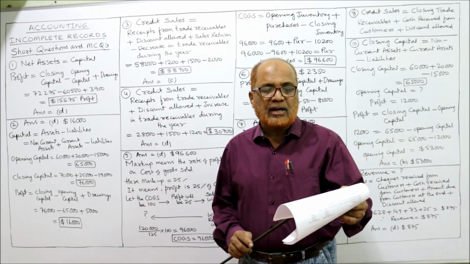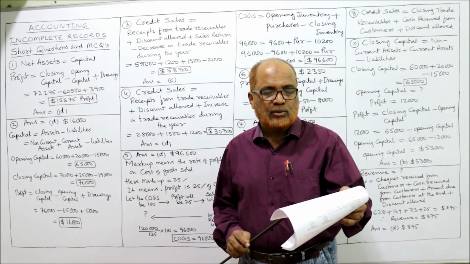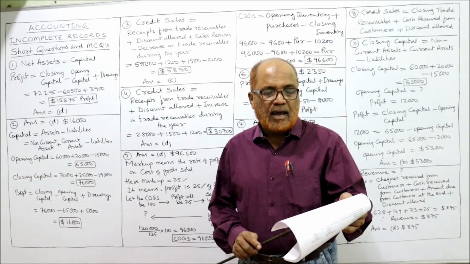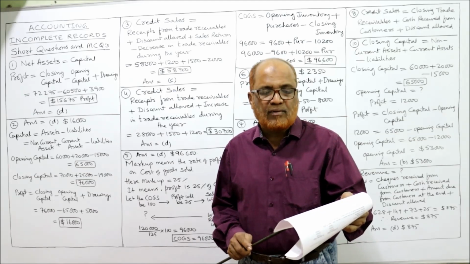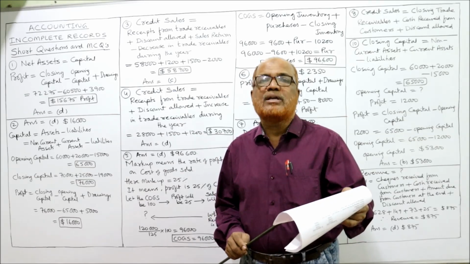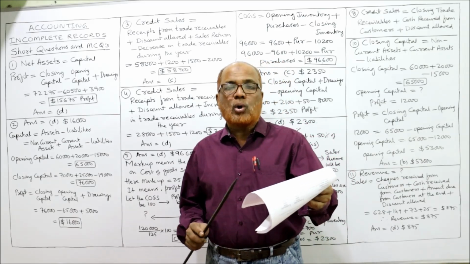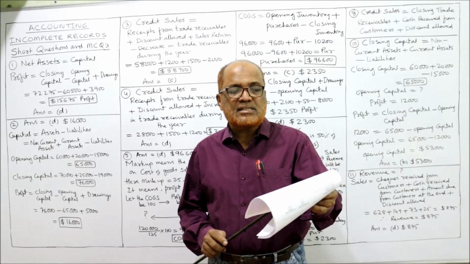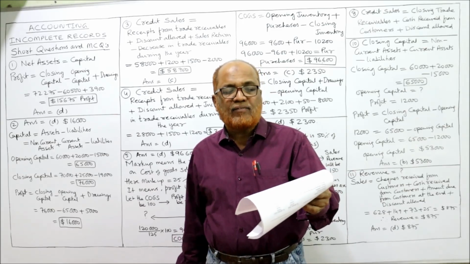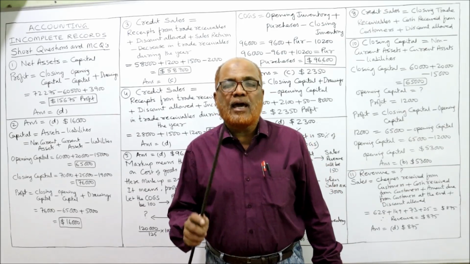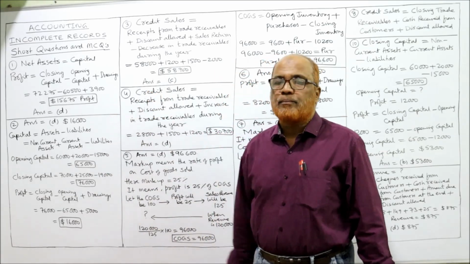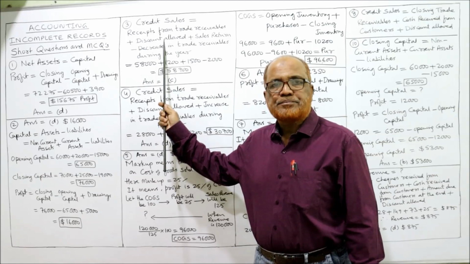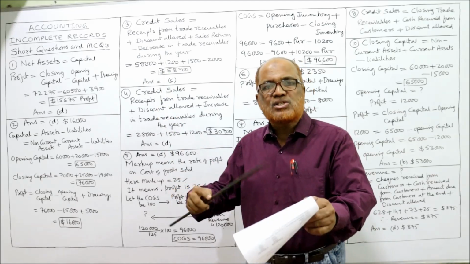Checks received from trade receivable during the year, 28,000. Cash discount given to trade receivable, 1,500. Amount owed by trade receivable on 31st March 2021, closing. Closing trade receivable is 4,200. How much were the credit sales for the year ended 31st March 2021? Exactly similar to the previous problem. Credit sales we have to find out. Same equation. Receipts from customers.